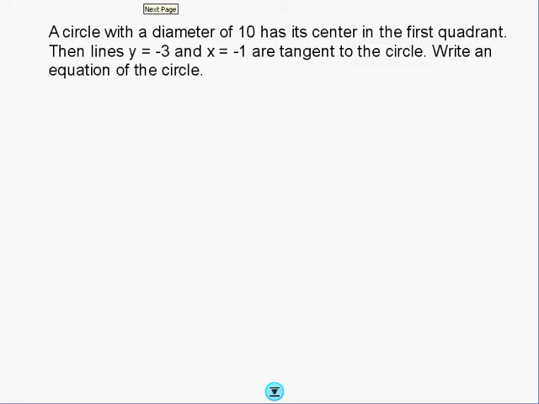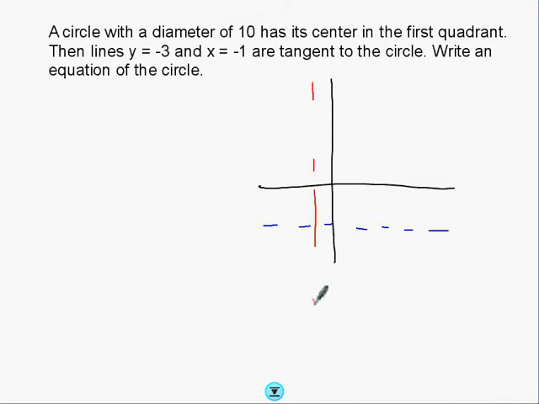Okay, a little bit more difficult here. It says it has a diameter of 10. Its center is in the first quadrant. The lines y equals negative 3 and x equals negative 1 are tangent to the circle. Tangent means they just touch it one time. So I'm going to draw a coordinate plane so I can help visualize this. y equals negative 3, that is this line right here. And the line x equals negative 1, it's a vertical line. Both are tangent to the circle, and its center is in quadrant 1. Well, its center is going to be about right here, we'll say.